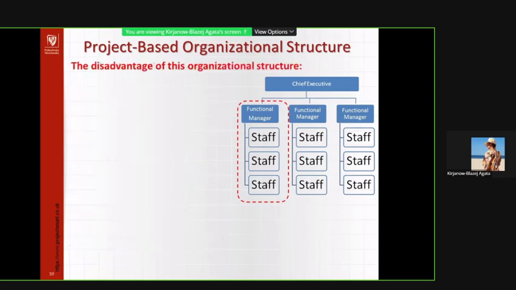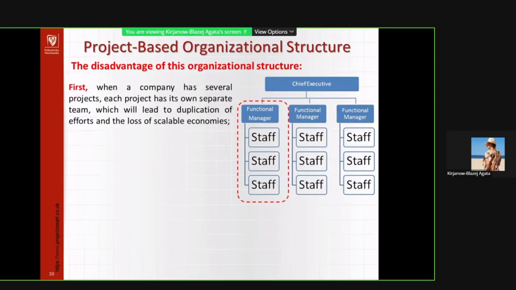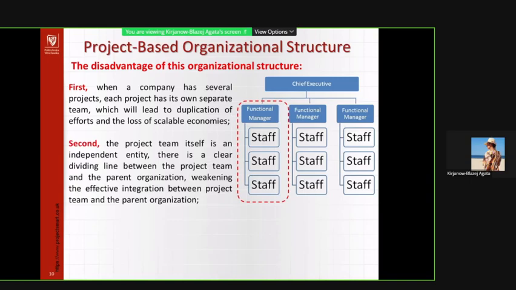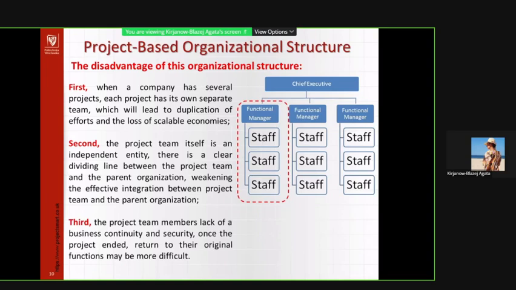But we have a few disadvantages of this organizational structure. First, when a company has several projects, each project has its own separate team, which will lead to duplication of effort and the loss of scalable economies. And second, the project team itself is an independent entity. There is a clear dividing line between the project team and the parent organization, making effective integration between the project team and the parent organization difficult. And third, the project team members lack business continuity and security; once the project ended, returning to their original functions may be more difficult.